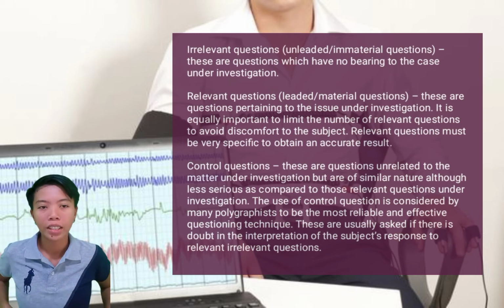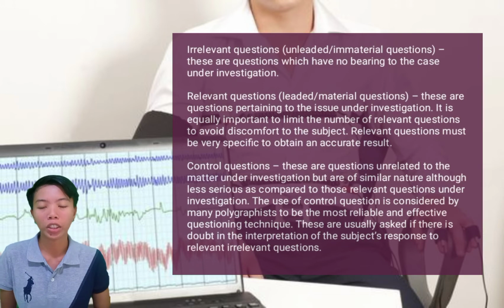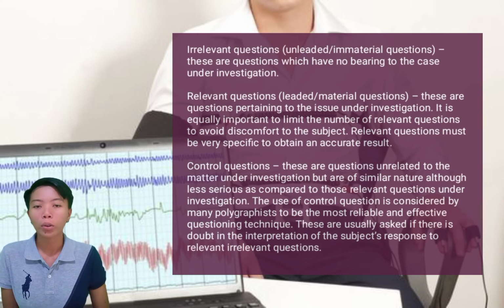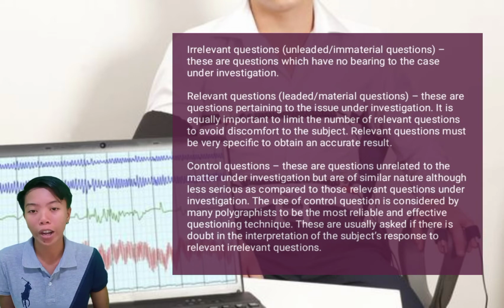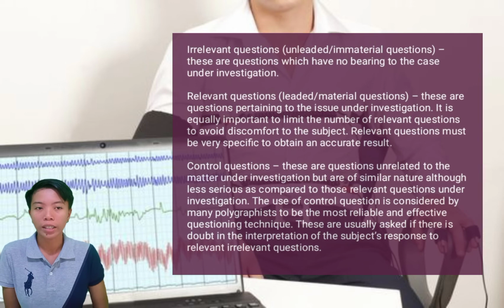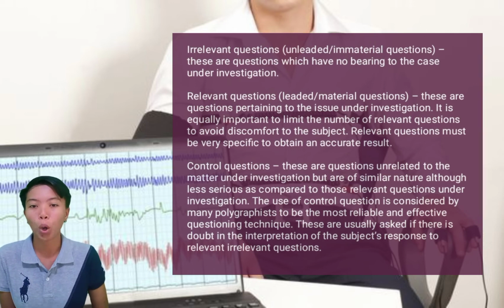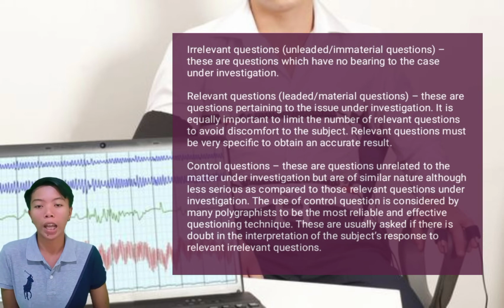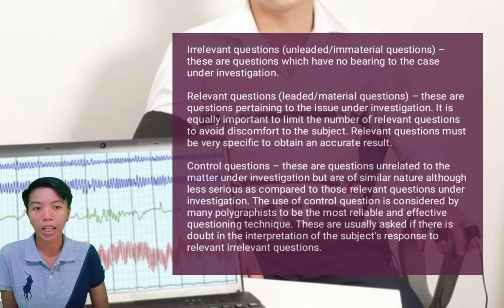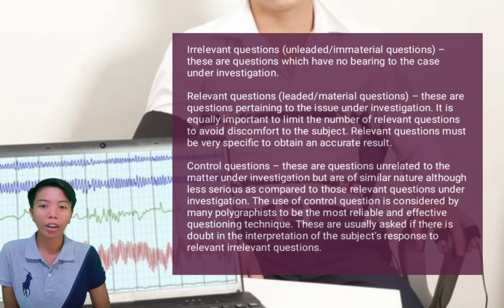Control question. These are questions unrelated to the matter under investigation but similar in nature, although less serious as compared to the relevant questions under investigation. The use of control questions is considered by many polygraphists to be the most reliable and effective questioning technique. These are usually asked if there is doubt in the interpretation of the subject's response to the relevant and irrelevant questions.